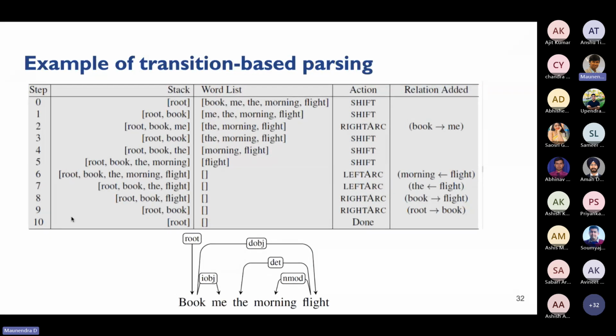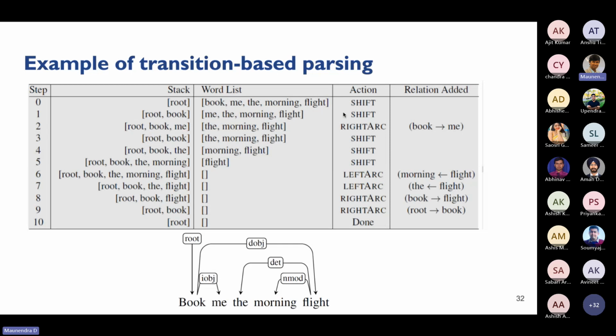So let us look at an example. Book me the morning flight. At the very beginning, the stack has only the root, and the word list has book me the morning flight. The action is shift. So root was there, and book sat on top of that. The stack has root and book, and the word list has the remaining words. Now the first word is me. The action that was determined was shift. So me goes here, and we're left with the morning flight.